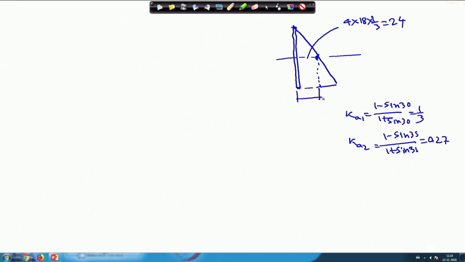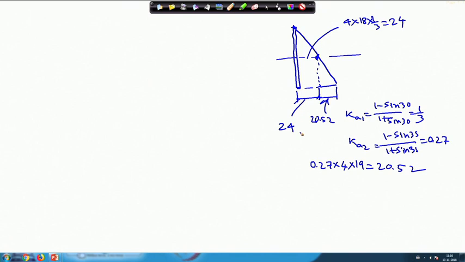So, this is actually your 24 and this one will be equal to your 0.27 multiplied by 4 multiplied by 19. So, this is giving you 20.52. So, this is equal to 20.52 and this is 24.